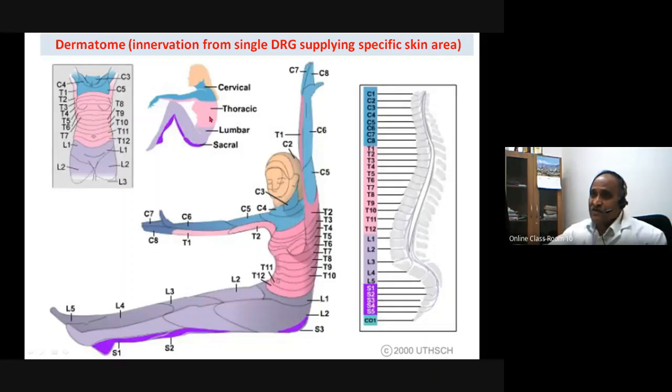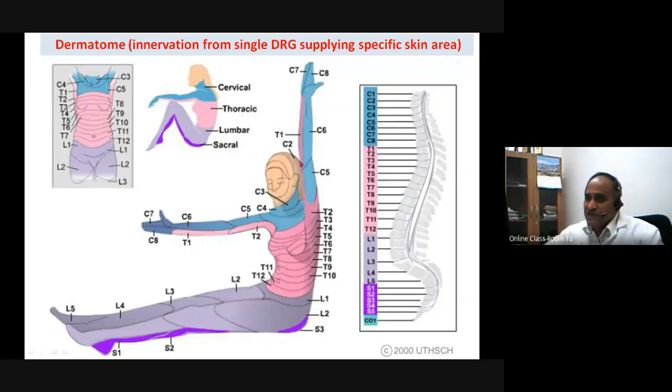The red component is thoracic. This light purple is lumbar, and the bluish dark purple is the sacral segment. Same thing here. You can just see how the dermatomes are distributed.